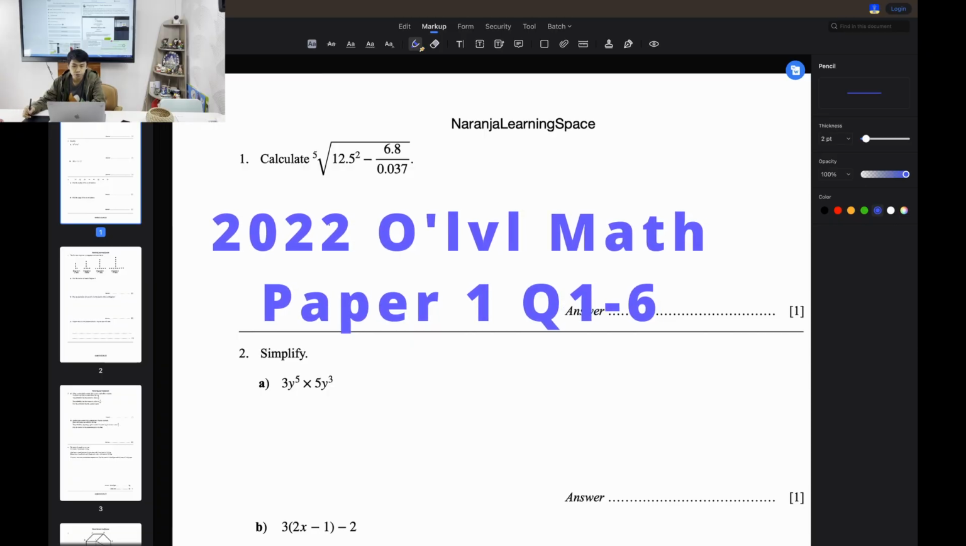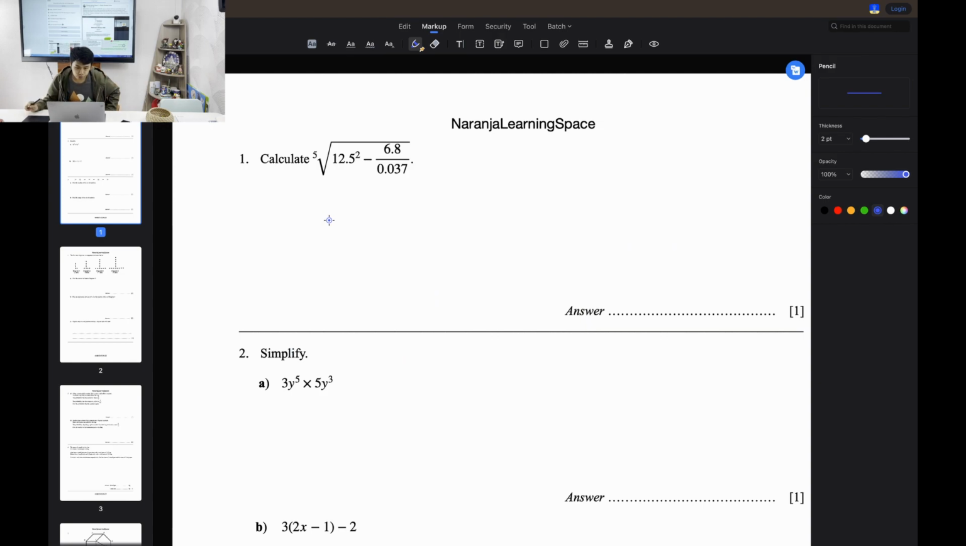As you can see on the screen, we have the 2022 GCE O Level E-Math, Paper 1. Okay, so without further ado, let's just start with the question. First question, calculate fifth root of 12.5 to the power of 2 minus 6.8 divided by 0.037. For this one, it's a simple pressing of calculator, right? So let's do that.